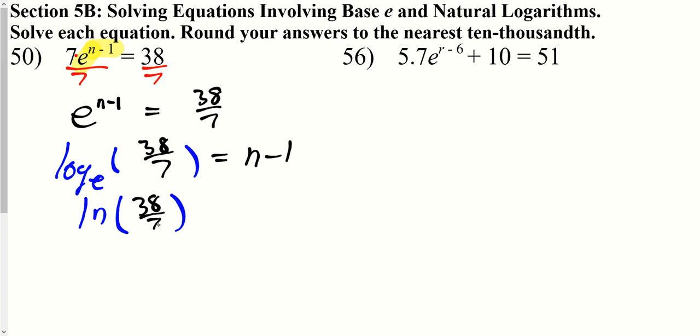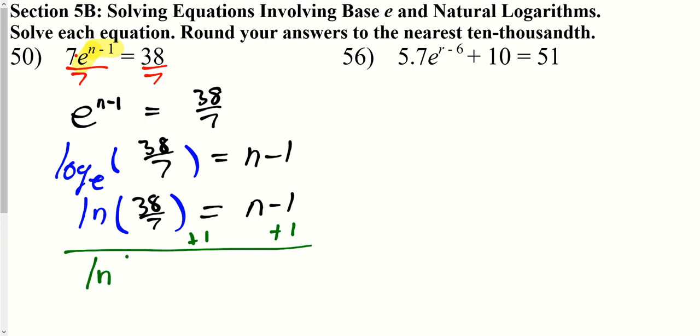We don't have to work out that fraction. We can just leave it like that, is equal to n minus 1. Well, to get n by itself, we'd have to add 1 to both sides. So our answer is going to be natural log of 38 divided by 7, plus 1, is equal to n. Then we can type it into our calculator all at once, just as we see it.